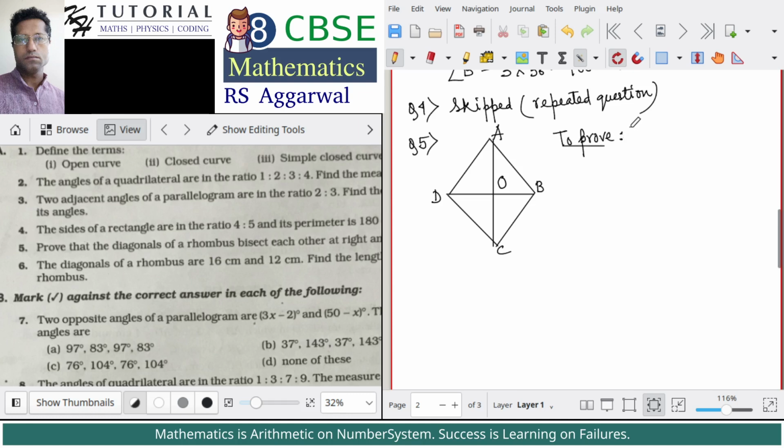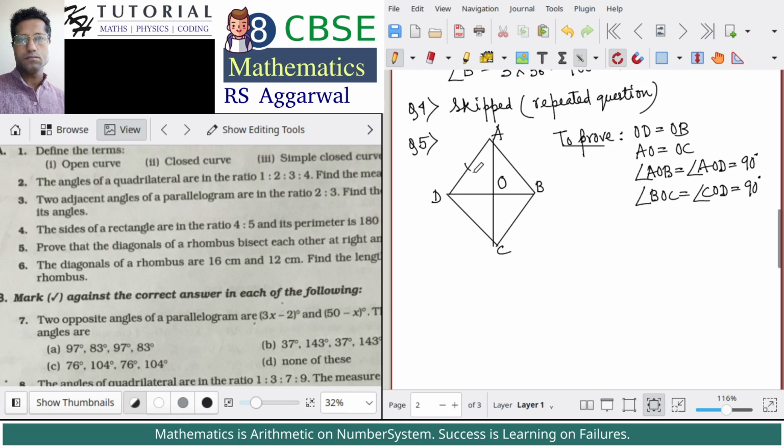To prove that OD is equal to OB, AO is equal to OC, and of course angle AOB is equal to angle AOD is equal to 90 degrees, as well as angle BOC is equal to angle COD equal to 90 degrees. All these things we have to prove. Okay, so what do we know?